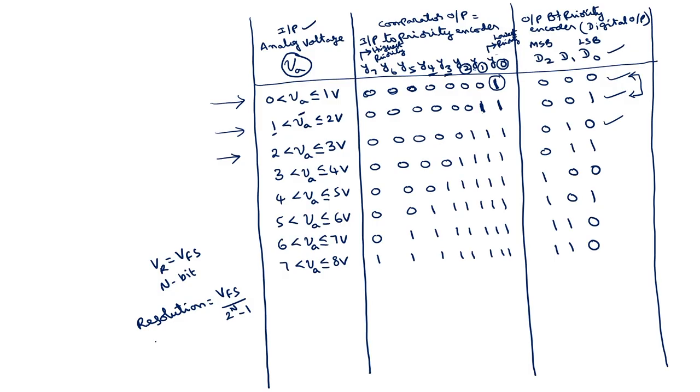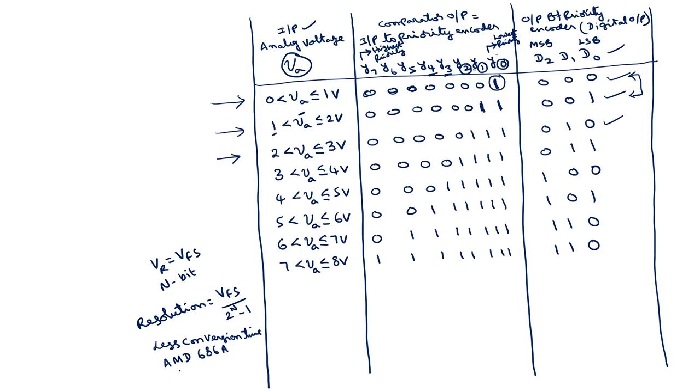The advantage of this type of ADC is, this is having less conversion time. The time taken to convert the analog signal to digital signal is very less. So here, if I use the high speed comparators and the priority encoders, the comparator from AMD company is 686A, and if I use the priority encoder 74147, then the conversion time of this type of ADC is of the order of 20 nanoseconds, which is very less.